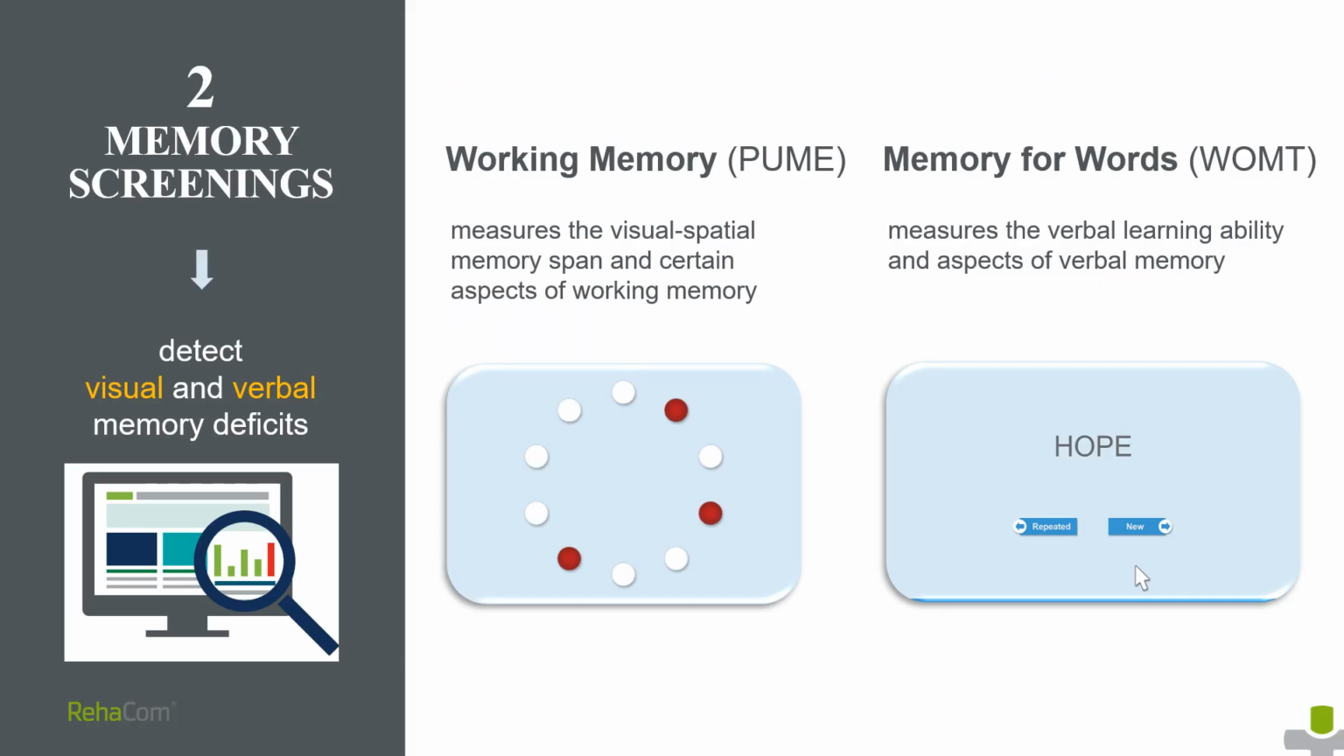For the early and quick identification and monitoring of memory deficits, the RehaCom Screening Battery includes 2 memory tests to identify visual and verbal memory weaknesses. In the working memory test, the visual spatial memory span and the implicit visual spatial learning ability are measured. The memory for words screening targets the verbal memory and the verbal learning ability.